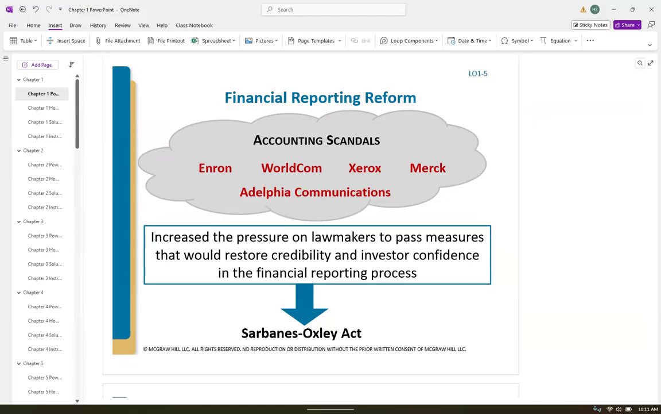So let's talk about financial reporting reform. We had a lot of accounting scandals, the two biggest ones, Enron and WorldCom. And at this point, those were 23 years ago. I was still in college and I heard about Sarbanes-Oxley every single day of my college career because it was the big thing.